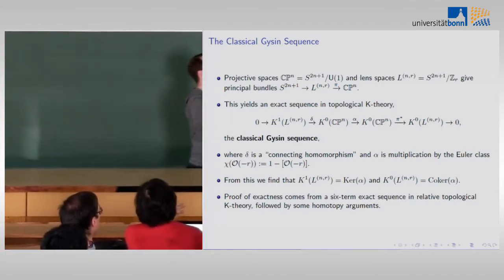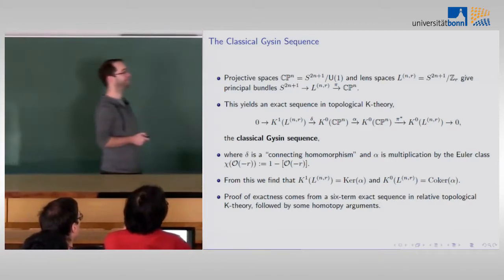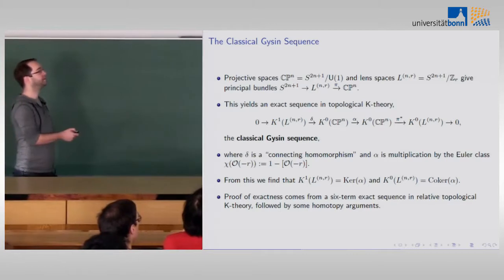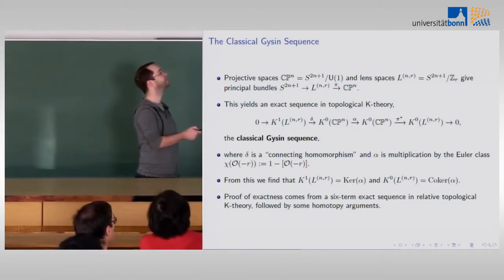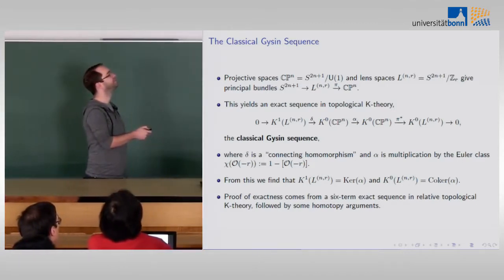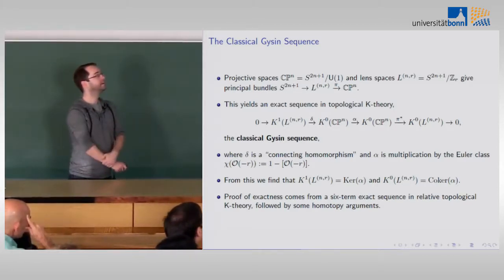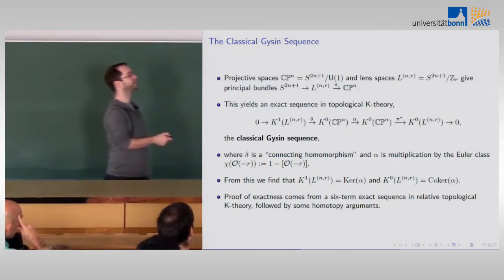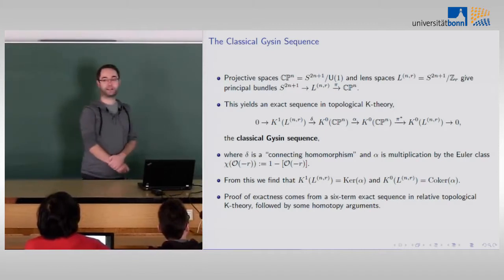If you take the quotient of the odd-dimensional sphere by this cyclic group, then you'll get a lens space. And these give me principal bundles. The first one is a ZR principal bundle of the sphere over the lens space, and then the second one is a U1 principal bundle of the lens space over the projective space, and I'll denote this bundle map by pi. And what you get from this is an exact sequence in K-theory.